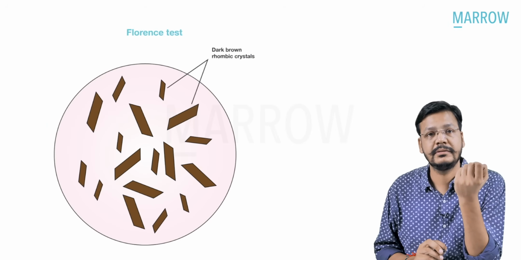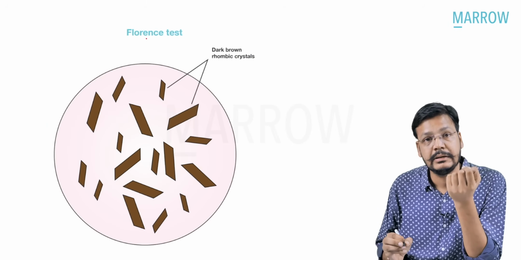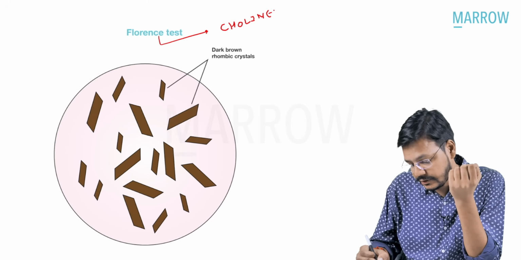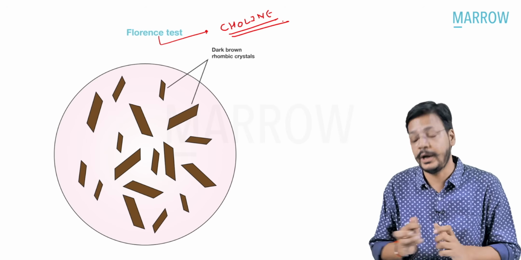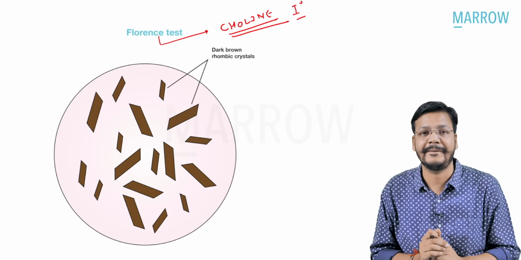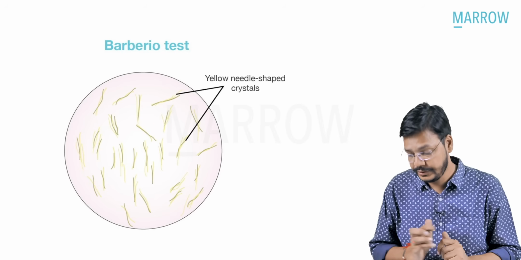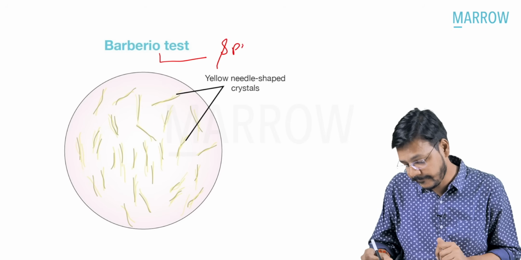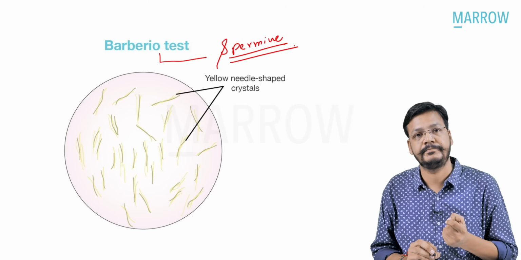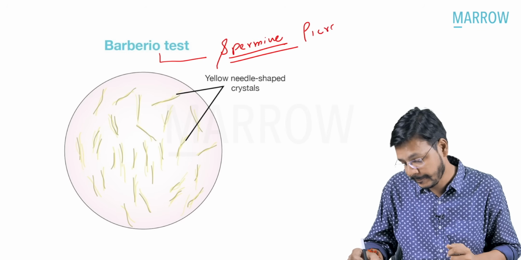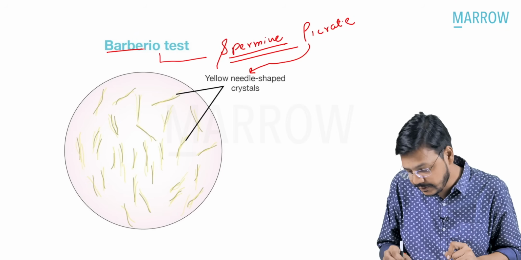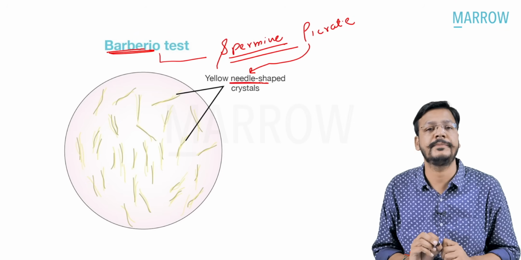Now, the Florence test, as I already told you, is for seminal stain. In the Florence test, we examine choline crystals. Iodine forms choline iodide, which gives brown rhombic crystal formation. The second is Barberio. Barberio is also for semen, but it detects spermine crystals, forming spermine picrate, which gives yellow needle-shaped crystals. You can remember by a trick: Barber used needle, yellow needle-shaped crystal.